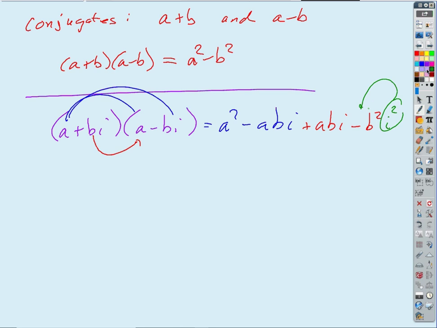So look what happens then. The i terms cancel, and I get back a squared plus b squared. Right? Instead of a squared minus b squared, like I get for regular real number conjugates, if I'm multiplying complex conjugates, I always get a squared plus b squared. Okay? Say it again. The i squared becomes a negative 1. So it's just going to change that from a negative to a positive.